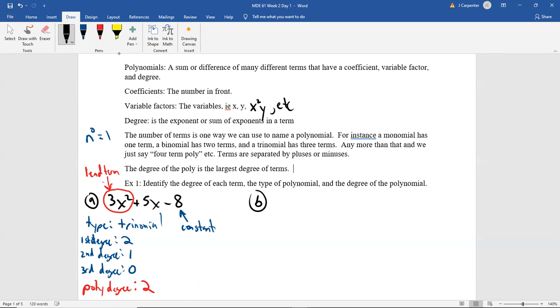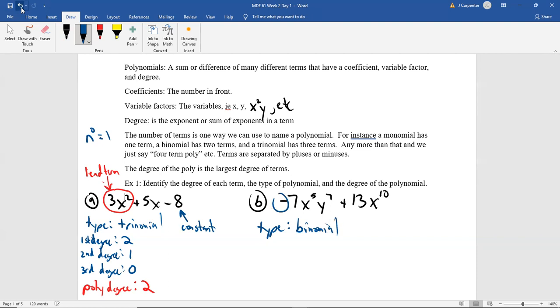B. Let's go with negative 7, x to the 5th, y to the 7th, plus 13, x to the 10th. So the type on this one, I see 2 terms. Now you might say there's like 1, 2, 3, 4, 5 terms, but there's no pluses and minuses separating the 13 and the x to the 10th or the 7 and the x to the 5th and the y to the 7th. This is the only plus or the only minus separating terms, so it's a binomial.